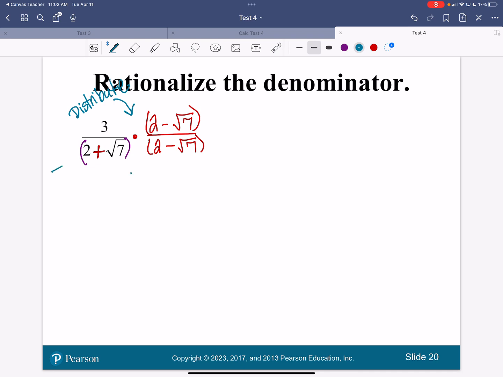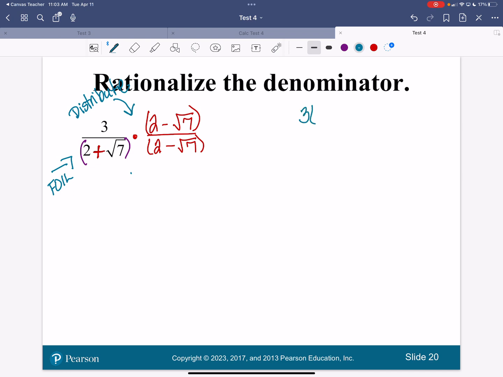Here, what am I going to have to do here? Okay, it's a binomial times a binomial. Correct. Good. So I'm going to FOIL. Okay. So let's start in the numerator. I'm going to do my numerator off to the side.